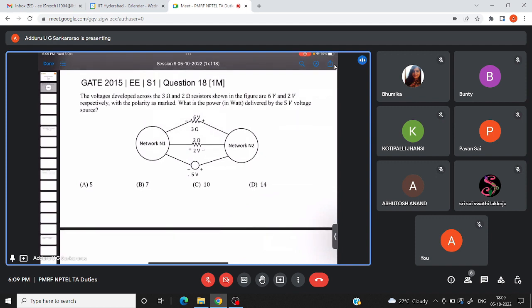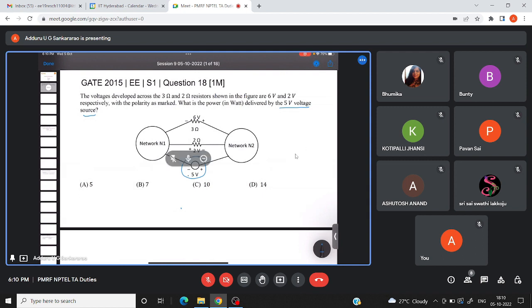This question was given in GATE 2015, EE set 1 for 1 mark. The question is: the voltages developed across 3 ohm and 2 ohm resistors shown in the figure are 6 volts and 2 volts respectively with the polarity as marked. What is the power delivered by the 5 volt voltage source? So this is the network given. We need to find out what is the power delivered by this 5 volt source.